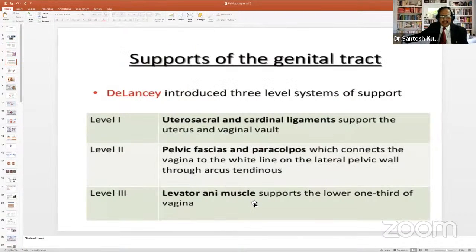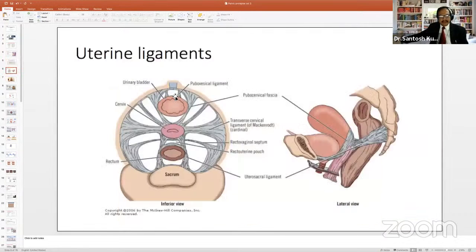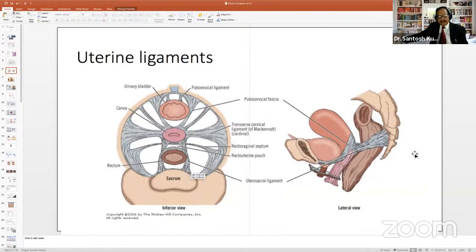Here in this picture you can see the transverse cervical ligament. This is also known as the Mackenrodt ligament and cardinal ligament, connecting the uterus to the lateral pelvic wall. This is the uterosacral ligament, going posteriorly from the uterus by the side of the rectum to the sacrum.